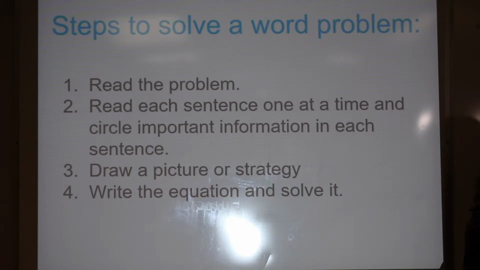And the steps that we're going to use to be able to solve our multiplication word problems are: first, we're going to read the problem. Number 2, we're going to read each sentence one at a time, and then we're going to circle that important information that's in each sentence. Number 3, we're going to use one of those strategies to draw a picture to help us to find our answer. And then 4, we can write the equation and then we can solve it.